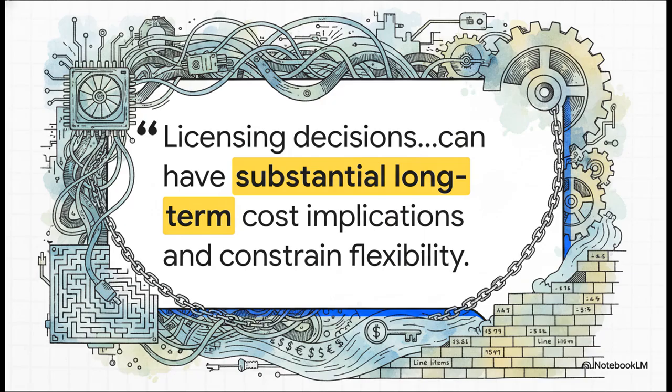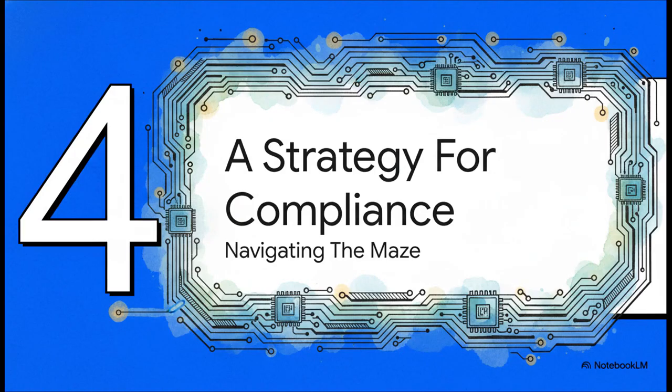This quote from the source report really just hits the nail on the head. These aren't just line items on a purchase order. They are fundamental design decisions that will lock in your costs and your flexibility for years. So, how do you get it right? The good news is, it's not hopeless. You can navigate this maze. It just requires a real strategy. Instead of treating licensing like an annoying afterthought, you have to build a proactive plan to manage your compliance and your costs from day one.